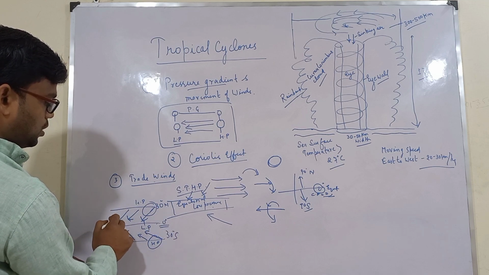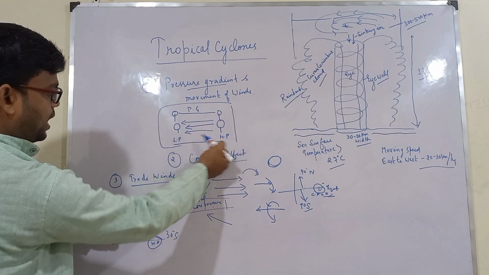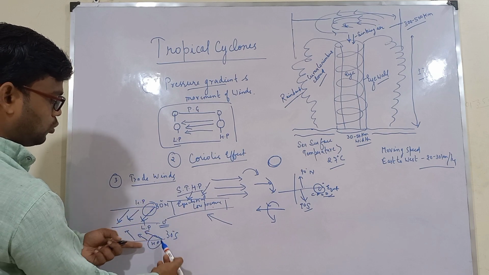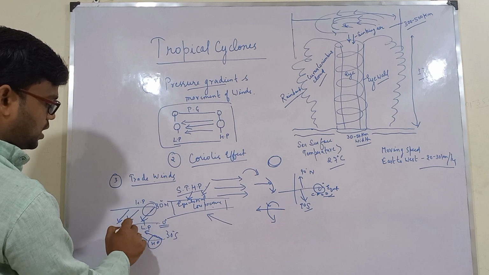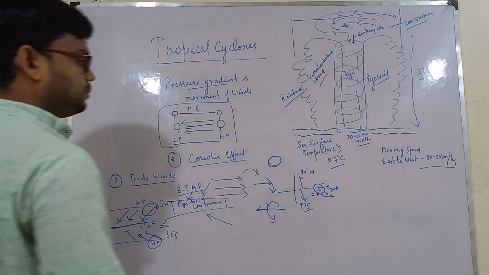So, and also from wind, we know that wind always moves from high pressure to low pressure. Since this area is a high pressure one and this one is a low pressure one, these winds move in this region and try to converge here at the equator. So this is the third one.